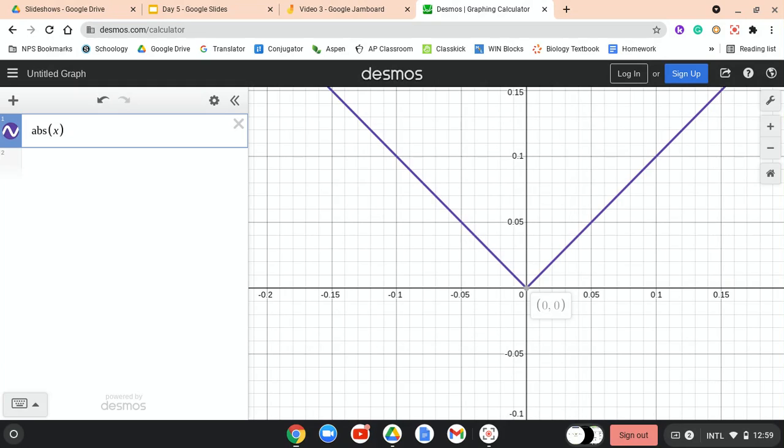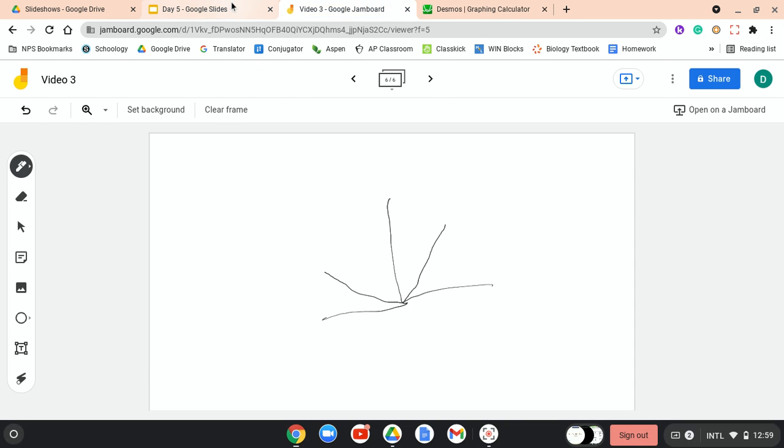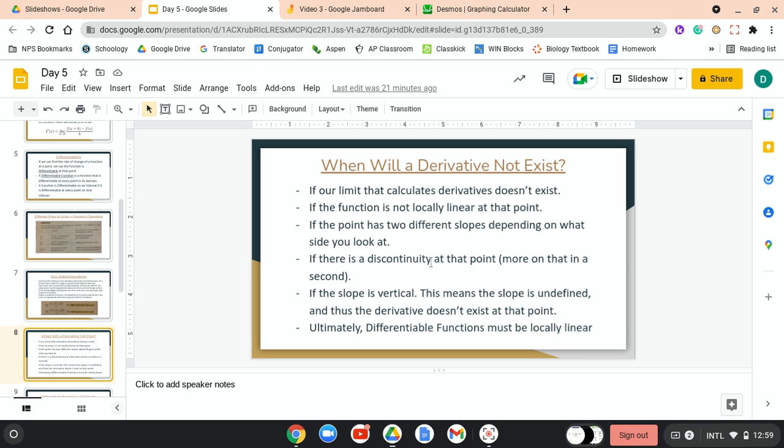That's just a long way of saying that the function will not be differentiable if the two-sided limit doesn't exist, which can occur if the two one-sided limits are different from each other. All right. If there's a discontinuity at that point, the function will not be differentiable. We'll get to that in a second.